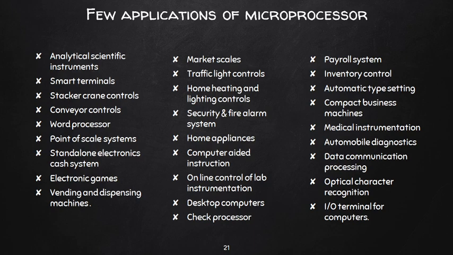It includes smart terminals, word processor, electronic games, computer-aided instructions, home appliances, traffic light controls, market scales, data communication processing, optical character recognition. Then in desktop computers there is a microprocessor. In automatic typesetting there is a microprocessor, and so many wide variety of applications.